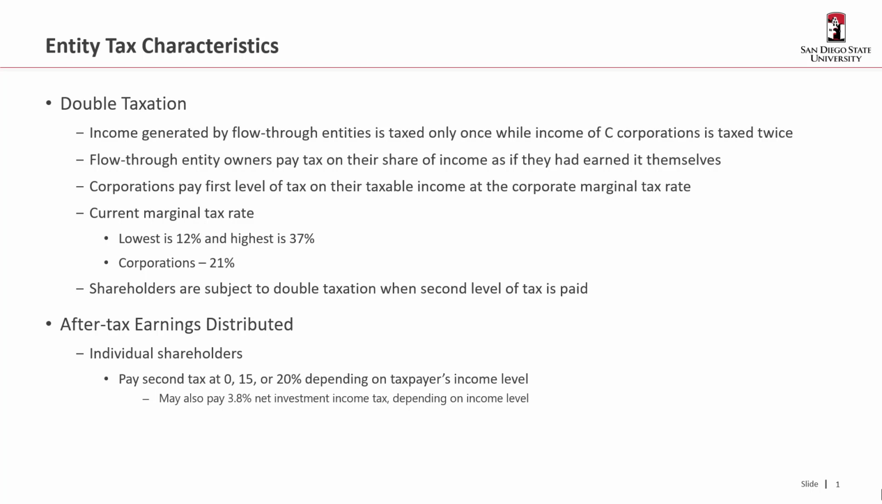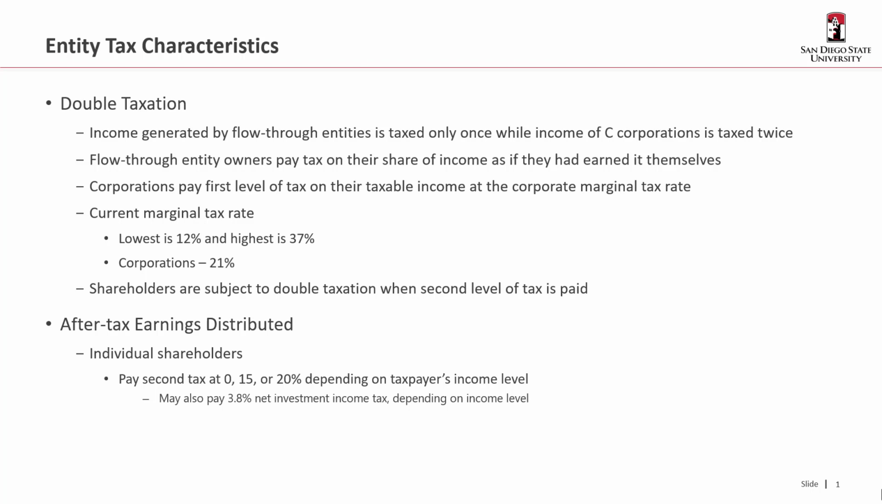So double taxation: income generated by flow-through entities is taxed only once. Income of C corporations is taxed twice. Flow-through entity owners pay tax on their share of income as if they'd earned it themselves, whereas corporations pay first level of tax on their taxable income at the corporate marginal rate, which is for corporations now 21%. Then shareholders are subject to double taxation when that income is passed through to them, and they vary anywhere from 12 to 37%.